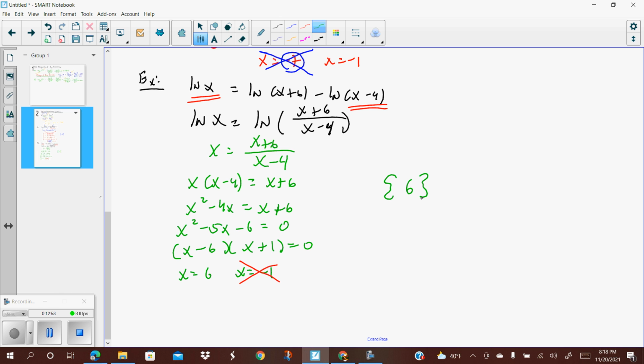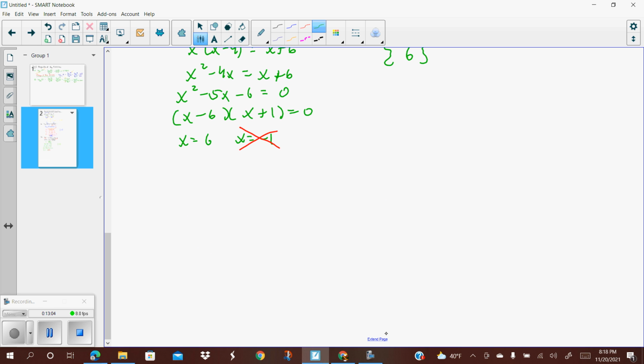All right, those have been log equations. We can also solve exponential equations in a very similar manner. So if we have 2 to the x equals 5.